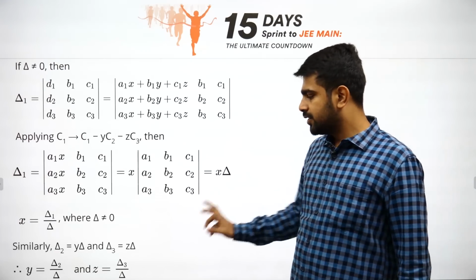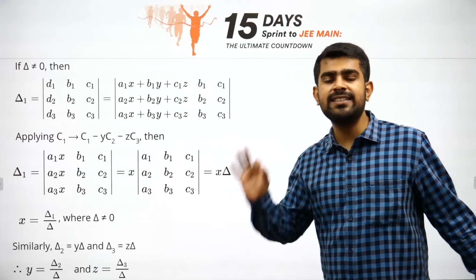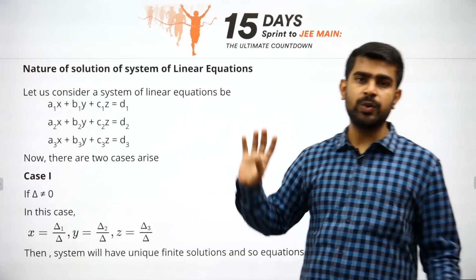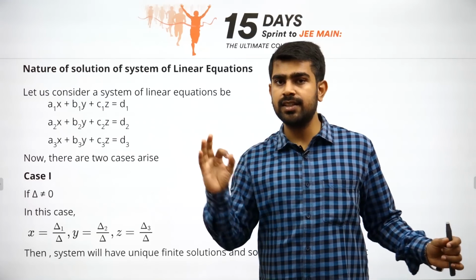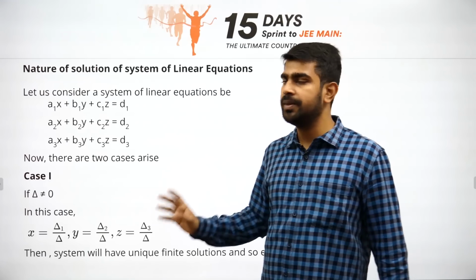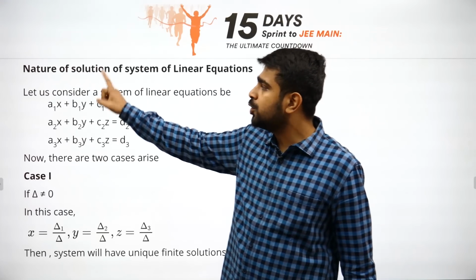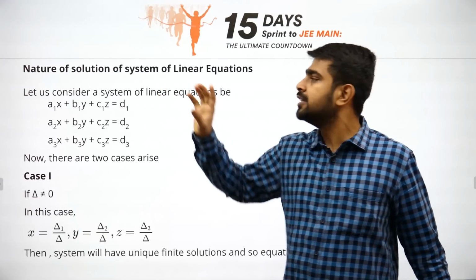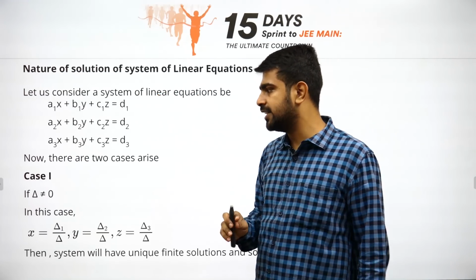Okay. So here you have x, y and z obtained in terms of delta 1, delta 2, delta 3 and delta. Okay. So now this is the most important part, on which you will be tested. So let us try to see slowly what is happening here. They are asking you the nature of solution of a system of linear equations. Let us try to see what is here.